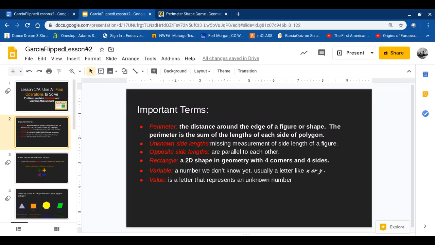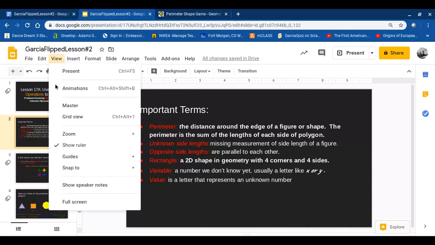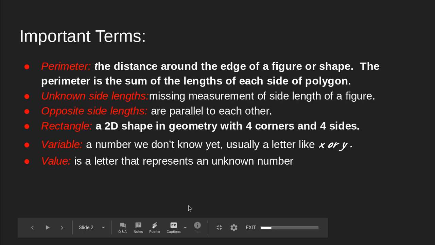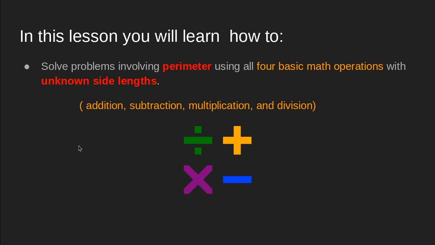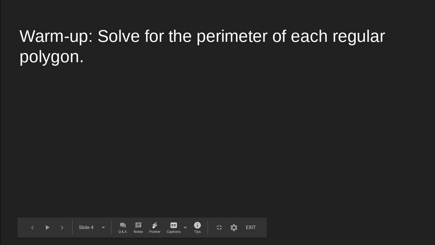All right, friends, here we go. So we are going to move on to our lesson. Make sure that you have a notebook or paper and a pencil so you can follow along and write down your thinking. Today, you will be able to solve problems involving perimeter using all four basic math operations with unknown side lengths. Our basic four operations are addition, subtraction, multiplication, and division.